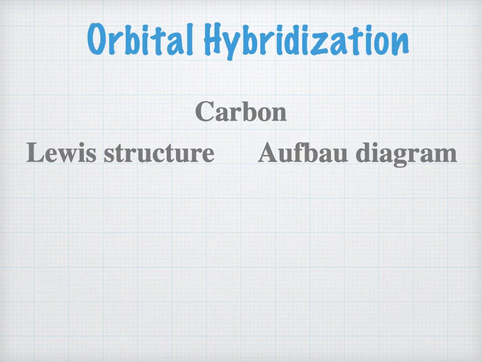Let's talk about them in context of what's called orbital hybridization. And so what I would like you to do now is draw a Lewis structure, sorry, not a Lewis structure, an Aufbau diagram of carbon. So carbon has 6 electrons, 4 valence electrons, and draw an Aufbau diagram out on your paper. Go ahead and pause the video and do that.